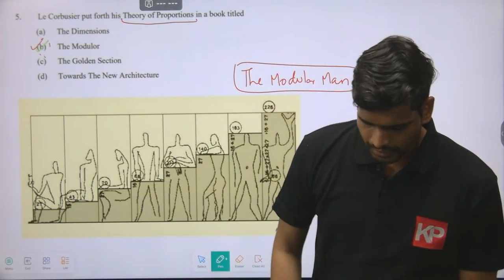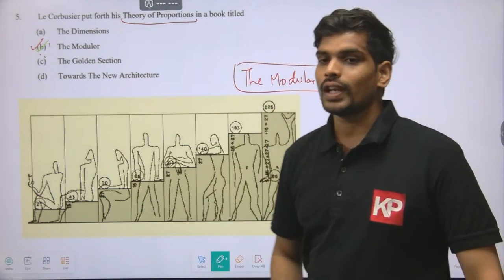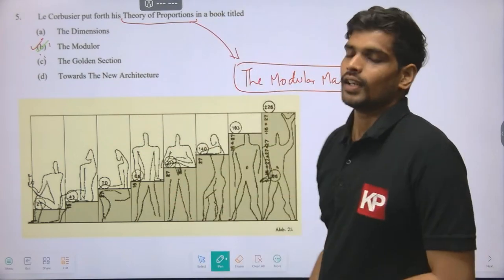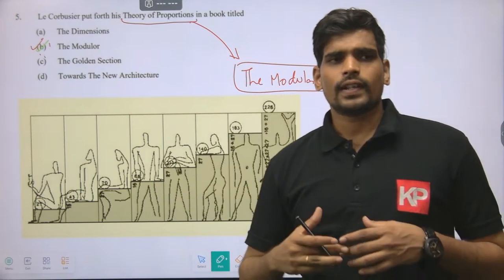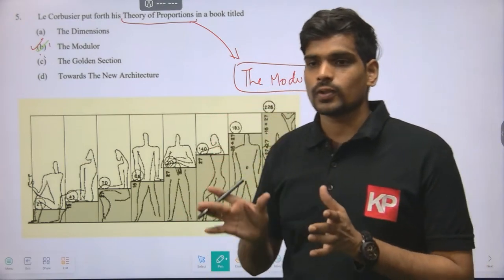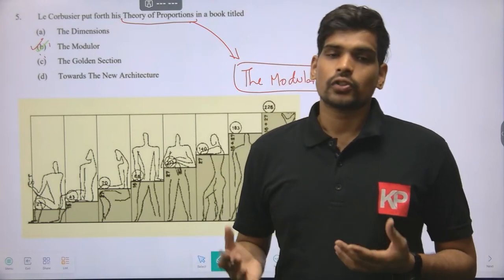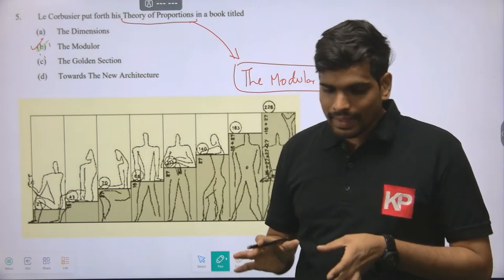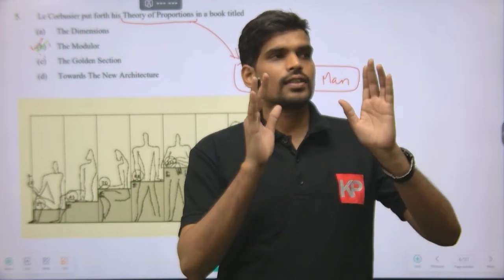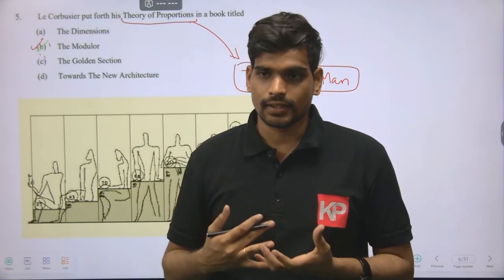Let me give you a bit of background. Why did Le Corbusier propose this modular man in the book The Modular, which relates to the theory of proportions? Basically, Le Corbusier felt that when architects design spaces, interiors, and buildings, the windows, doors, everything is ultimately used by human beings, by people. So the sizes of these should not be governed by a metric system. It's not like the standard door should be 1 meter wide and 2 meters high. That is standardizing in the metric system.